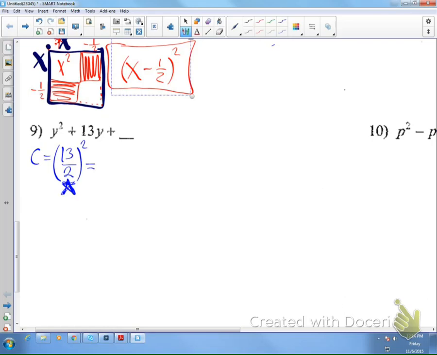And then now let's square it. Now we're going to do 13 squared and 2 squared. And you have a fraction for our C. We get the fraction when b is odd. It comes out nicely when b is even. Okay, Johnny, what's 13 squared? 169. And then we all know 2 squared is 4. So that's your C. 169 over 4.